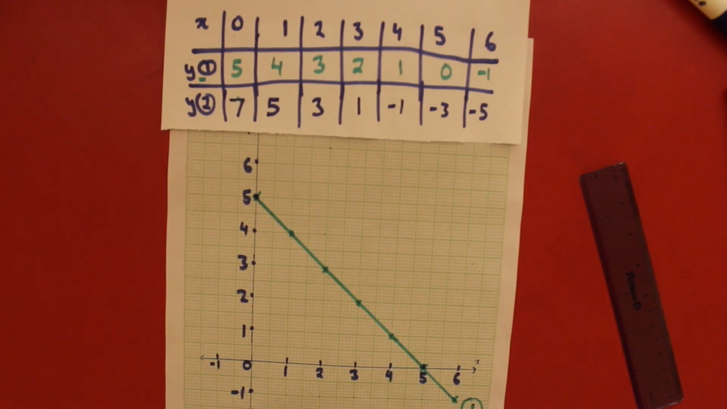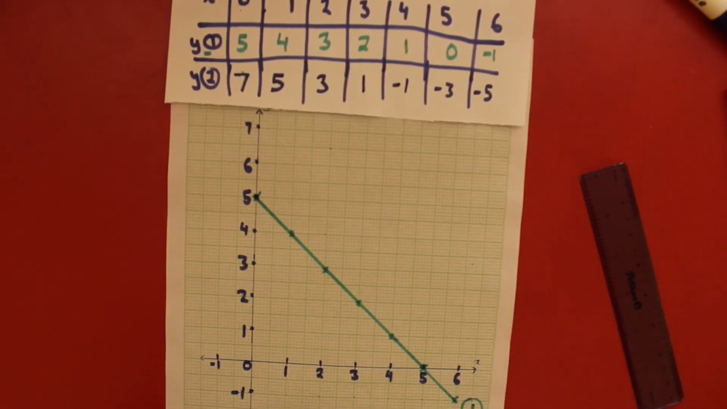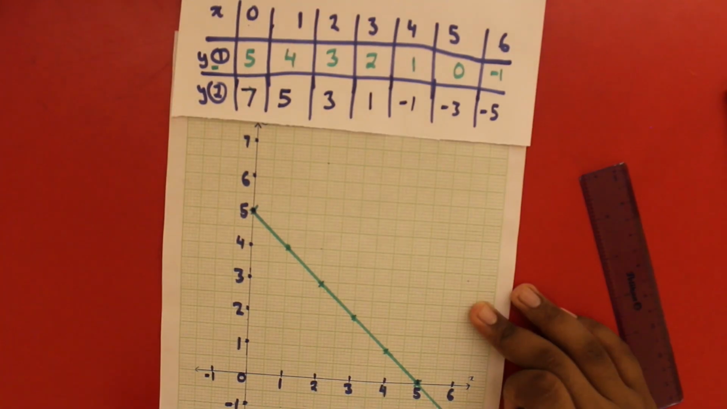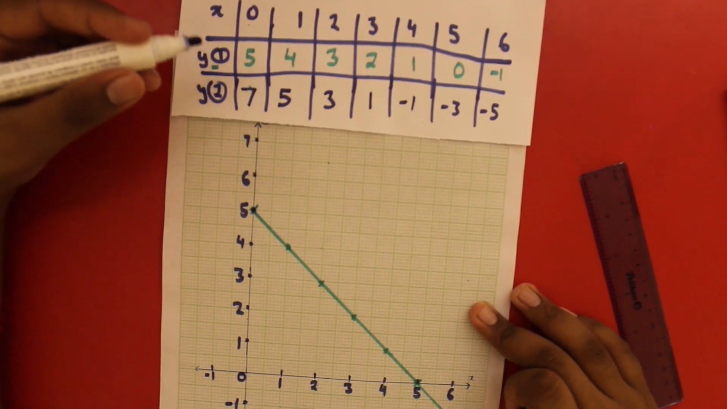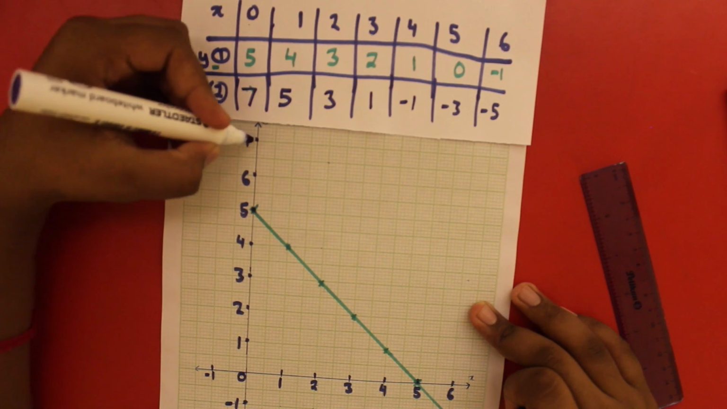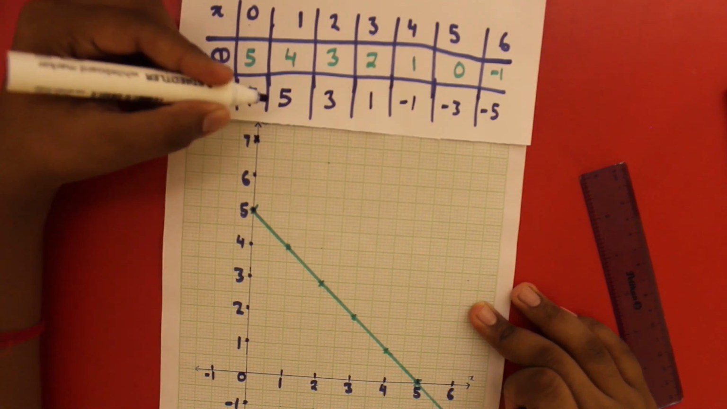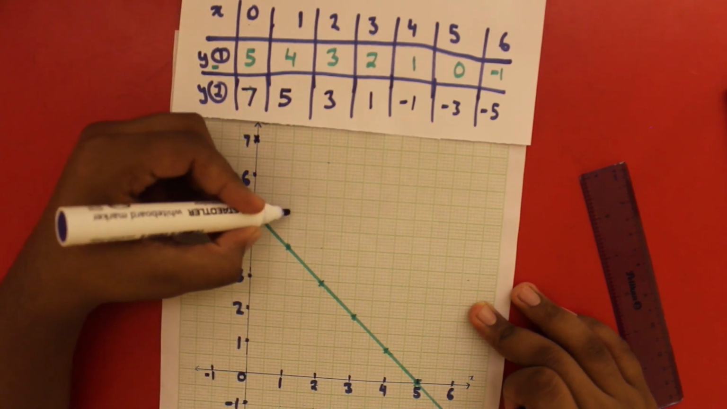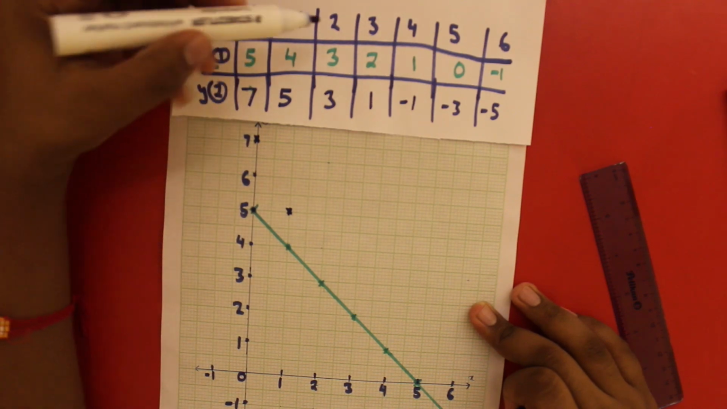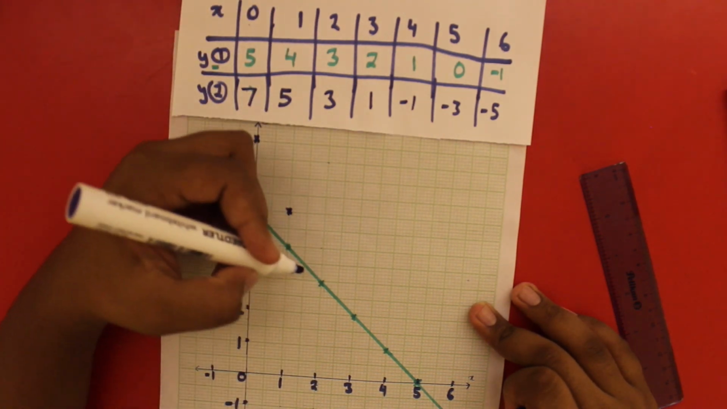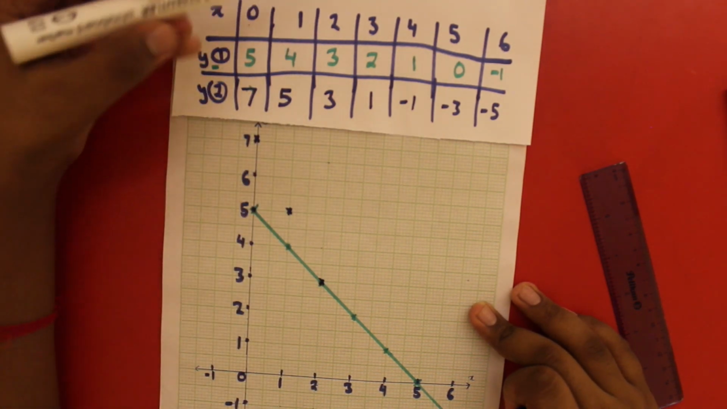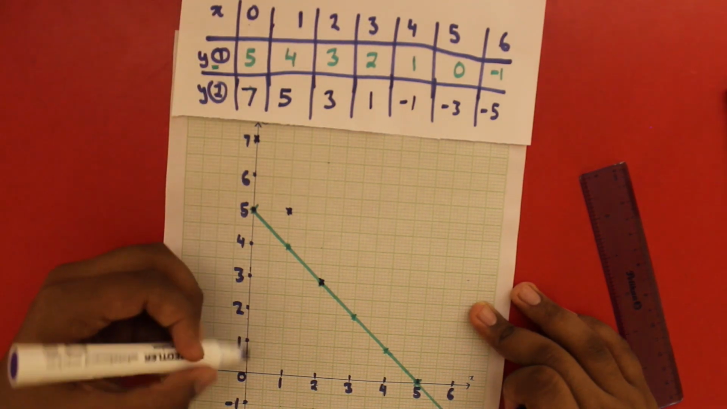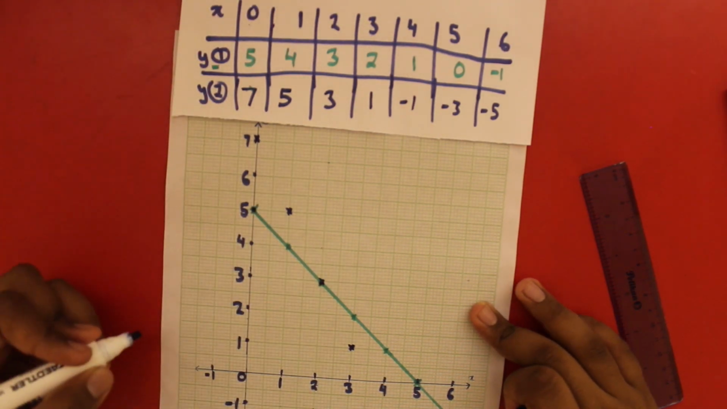Now since we've got the graph for equation 1, we can move on to get the graph for equation 2. So now we do the same thing with equation 2. When x is 0, y is 7. So we have that point. When x is 1, y is 5. So we have that point. When x is 2, y is 3. Again we have that point. When x is 3, y is 1. So we have our fourth point.